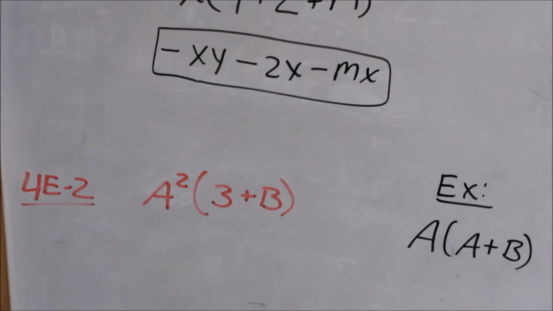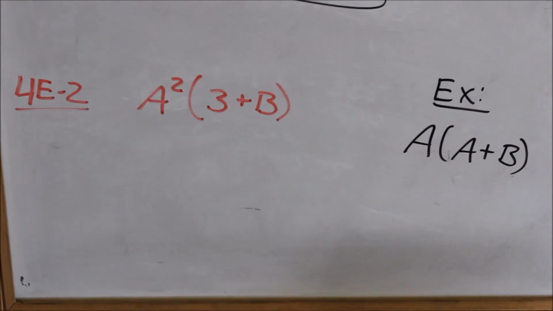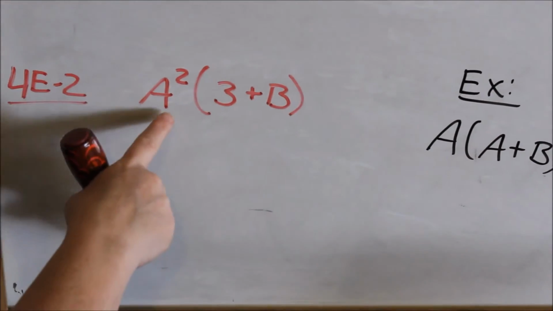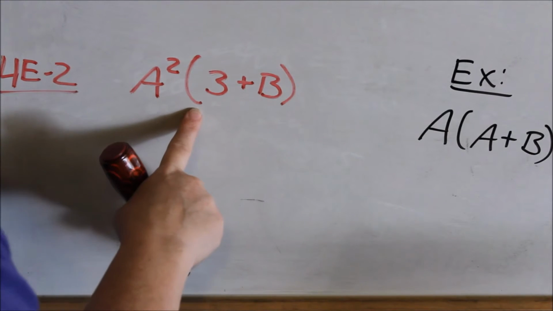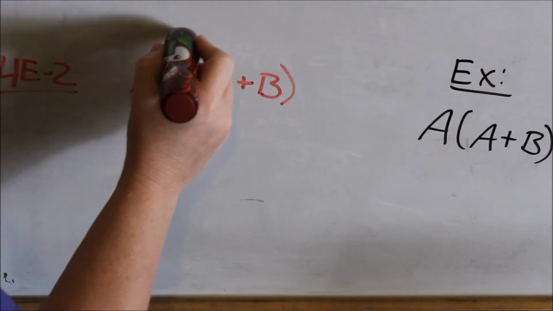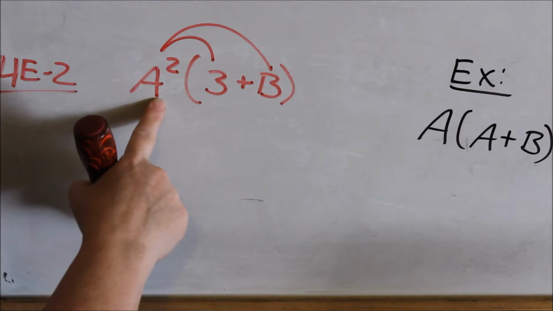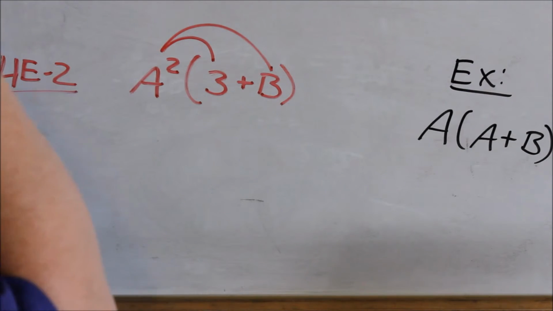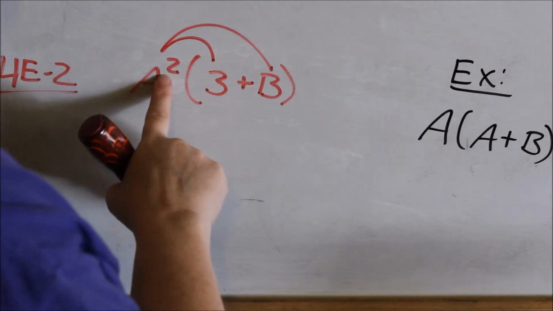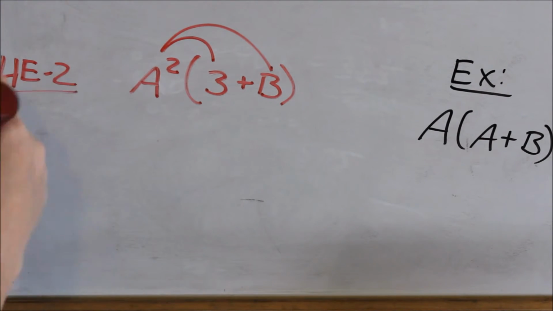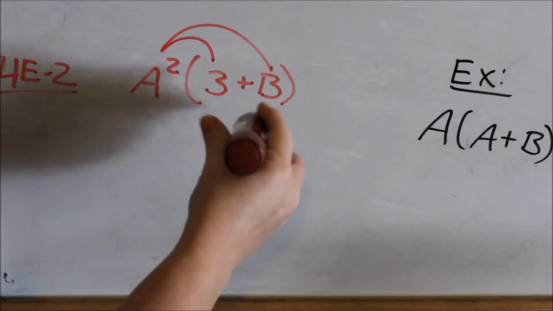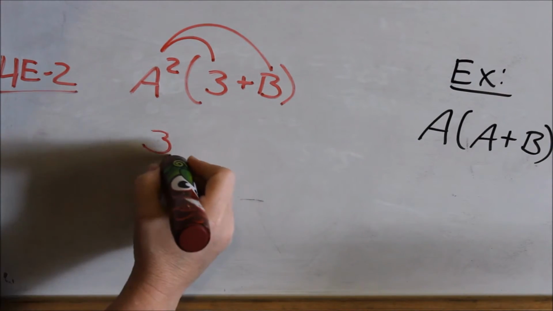Look at 4E2, a squared times 3 plus b. Okay, again, this a squared is out in front of the parentheses, so that implies distribution. We need to distribute the a squared to everything, meaning we need to multiply the a squared to everything in that parentheses. A squared times 3. Don't get thrown off by this a squared. A squared is just like having an x. So a squared times 3 is just 3a squared.